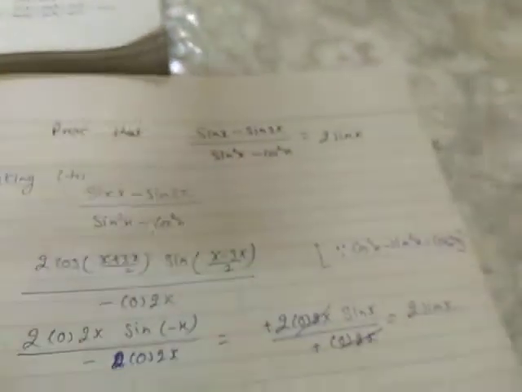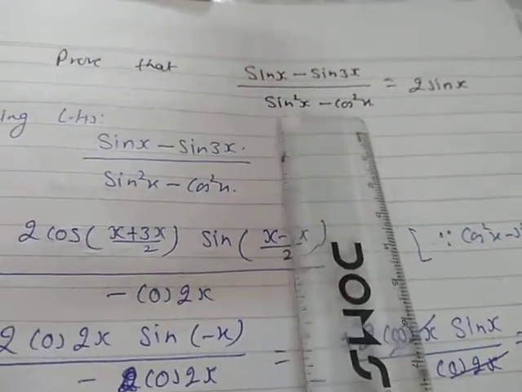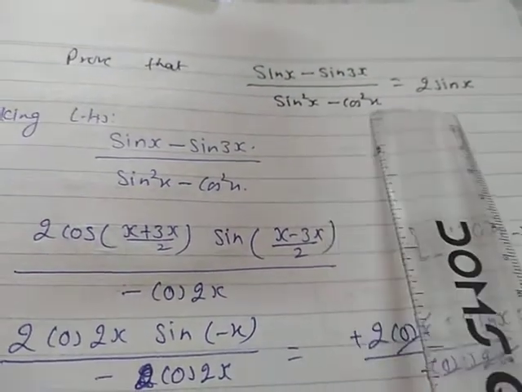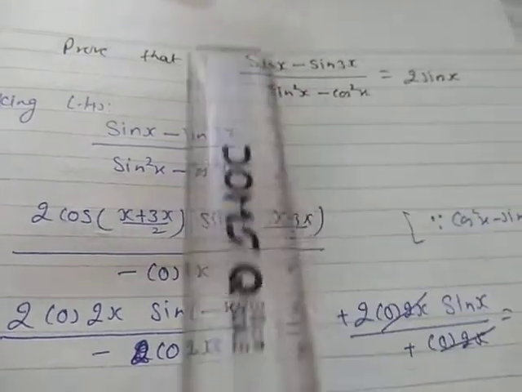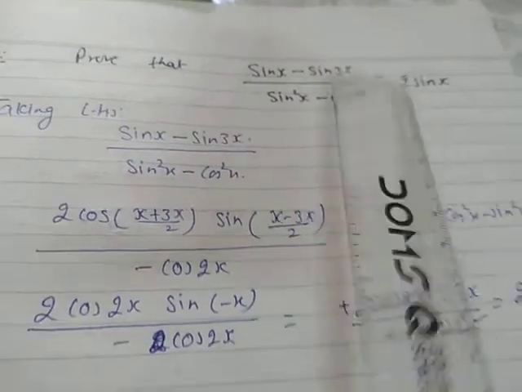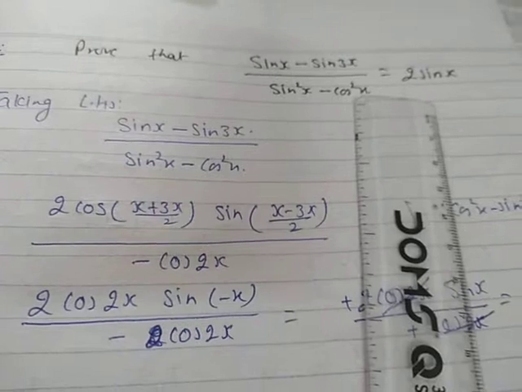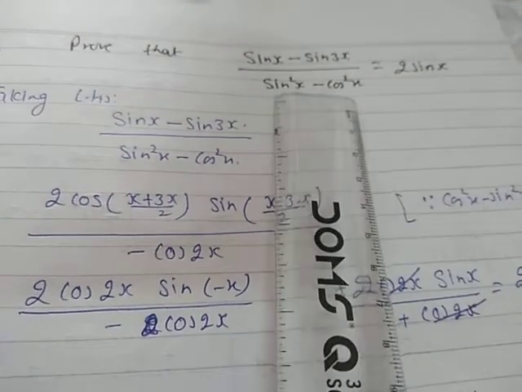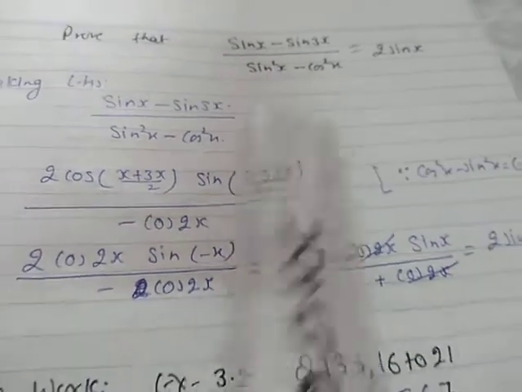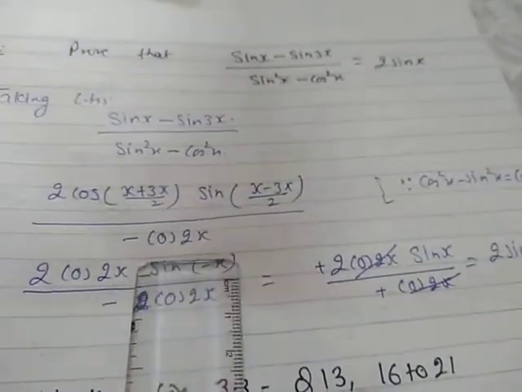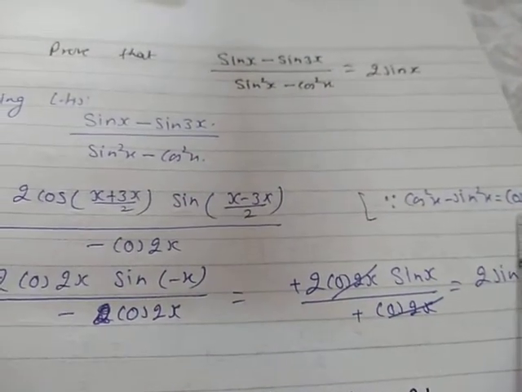Now, question number 20 is, prove that (sin x minus sin 3x) upon (sin square x minus cos square x) is 2 sin x. In the numerator, we can use the formula sin A minus sin B. But in the denominator, sin square x minus cos square x, both are different functions. Since we know that cos square x minus sin square x is cos 2x, therefore definitely this denominator is minus cos 2x, because cos square x minus sin square x is cos 2x.